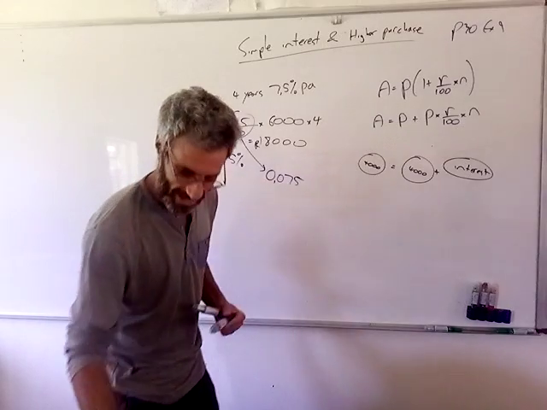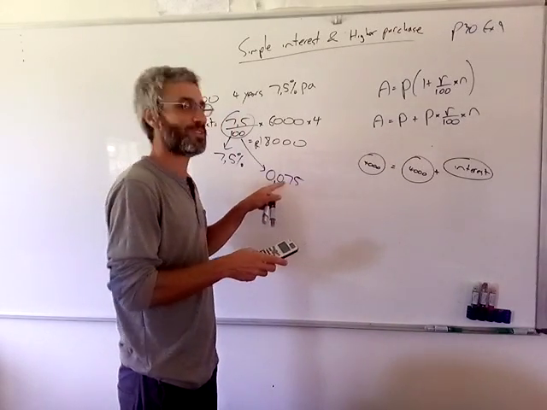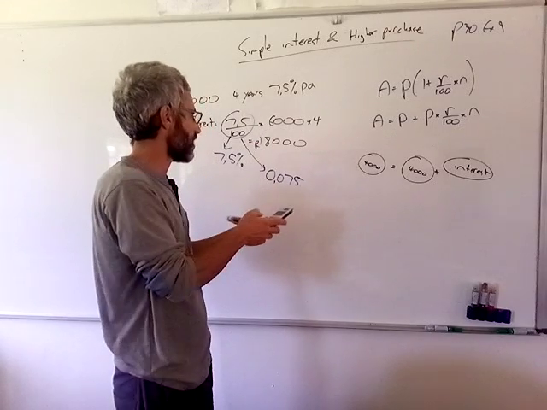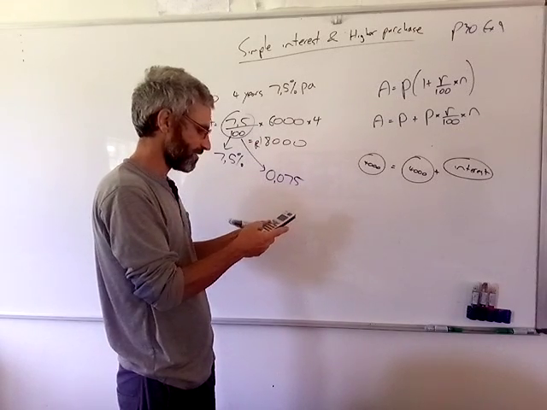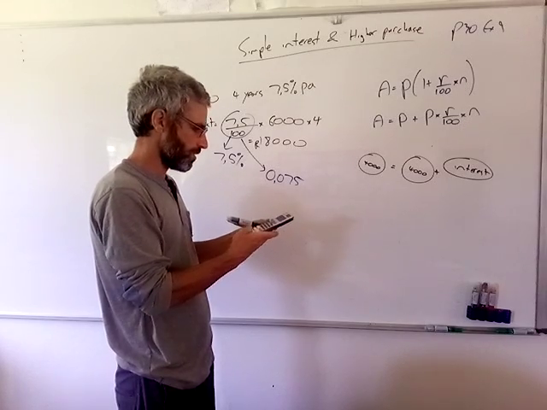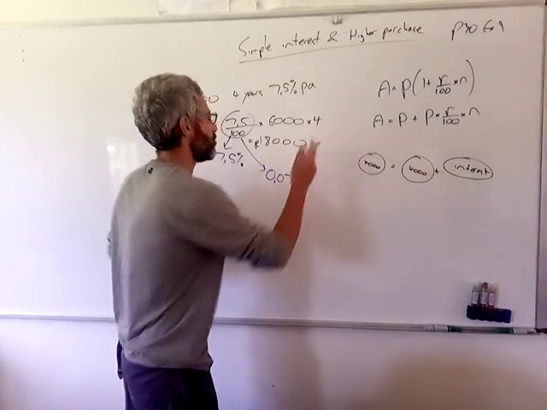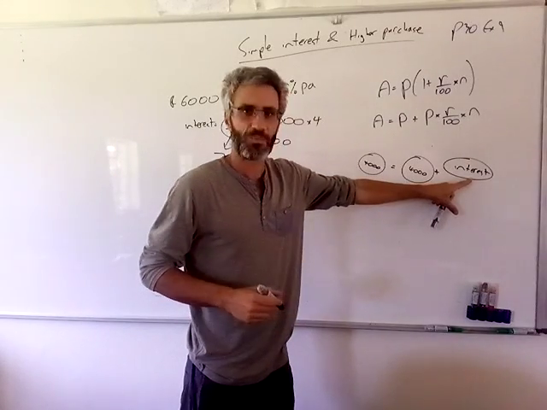And now I realize I made a mistake here because I wrote 0.75 instead of 0.075. Obviously, I need to move it twice, so I'll just redo it. So 0.075 times 6,000 times 4, and yes, I get something a bit more sensible. I got 1,800 rand. So that's your interest.